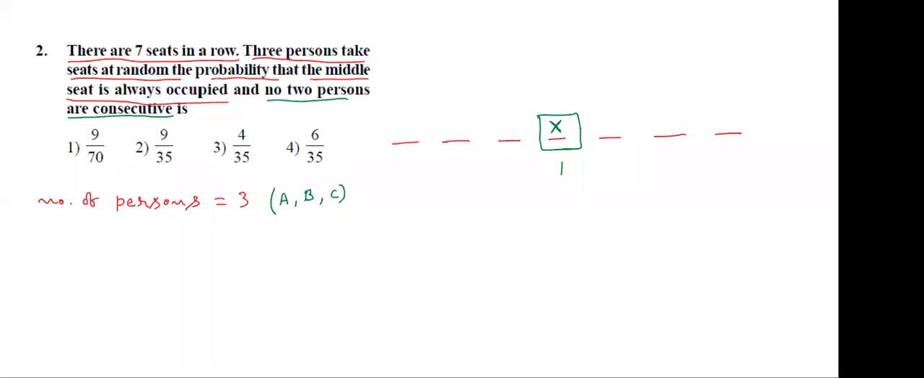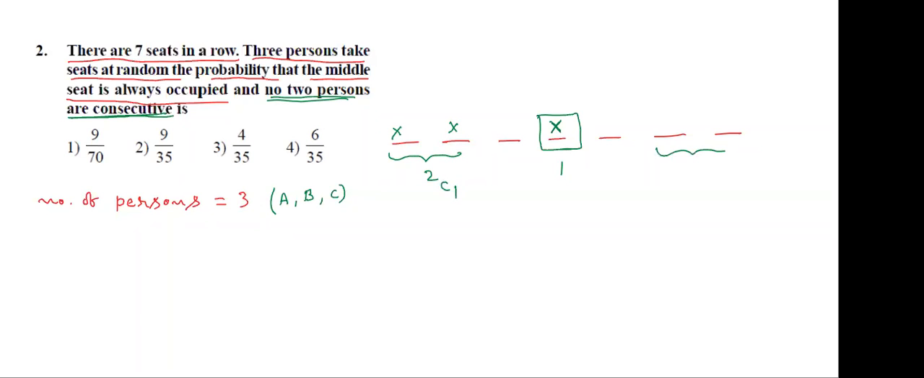Then on the left side and right side, observe that there are 3 places each. But the condition is given: no two persons are consecutive. That means here we can't fill. Here we can fill, here we can fill, or here also we can fill. Yes or no? Here how many places are there? 2 places. Out of 2 places, only one person can be filled.